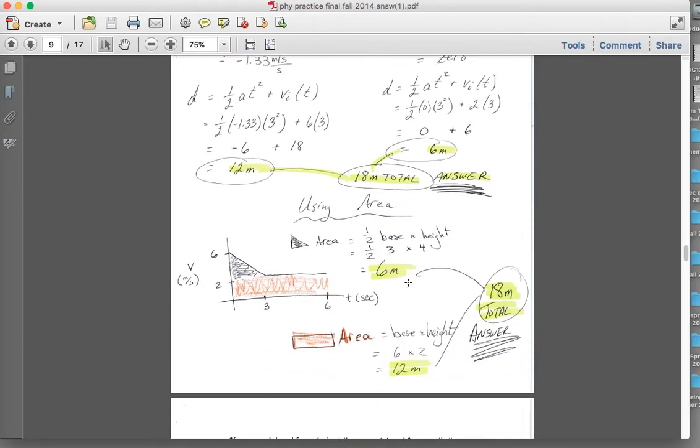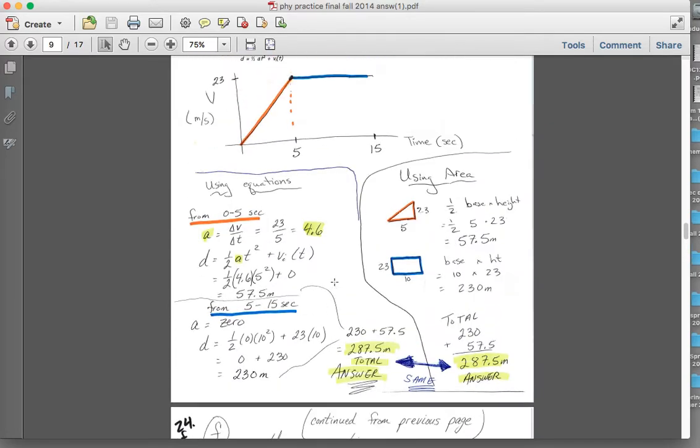Now please, there's also the shortcut. You can find area on a velocity time graph, and that will provide the distance. So there's a lot of ways to break this one up. I thought the easiest way was a little triangle up here, 1/2 base times height, and a rectangle here, which was just base times height. And I added those two sections together, and I do in fact get the same answer for the distance.